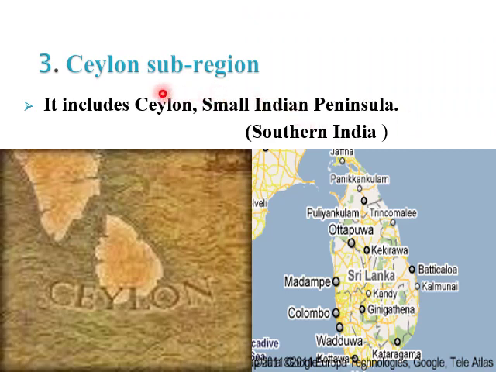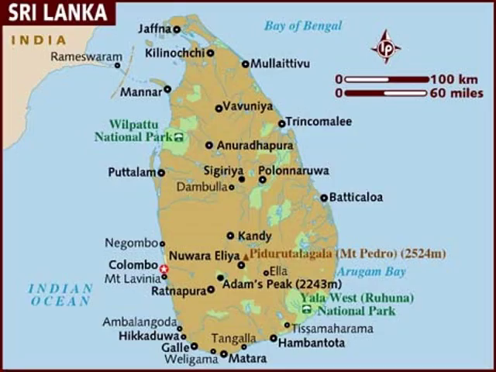Now we are going towards the third subregion, that is called the Ceylon subregion. In the Ceylon subregion, the small Indian Peninsula, that is the southern Indian part, is basically included. Here is the map of the Ceylon subregion. Here is the larger map, in which you can see the different areas present in this subregion that are surrounded by the Indian Ocean and the Bay of Bengal.